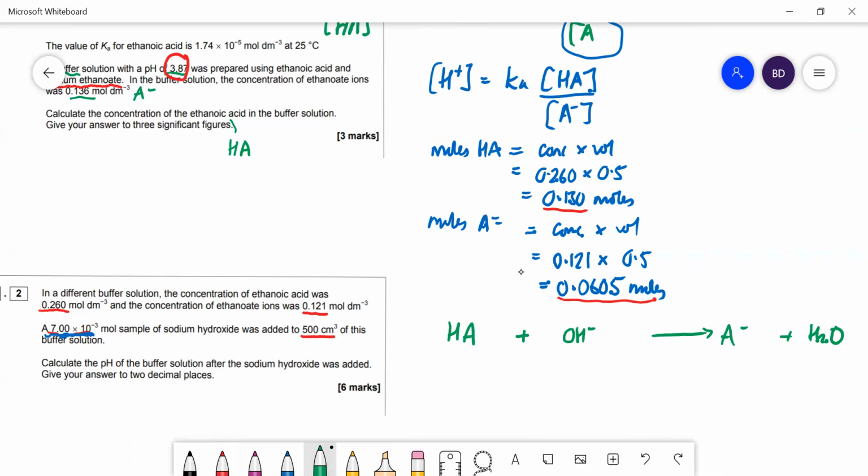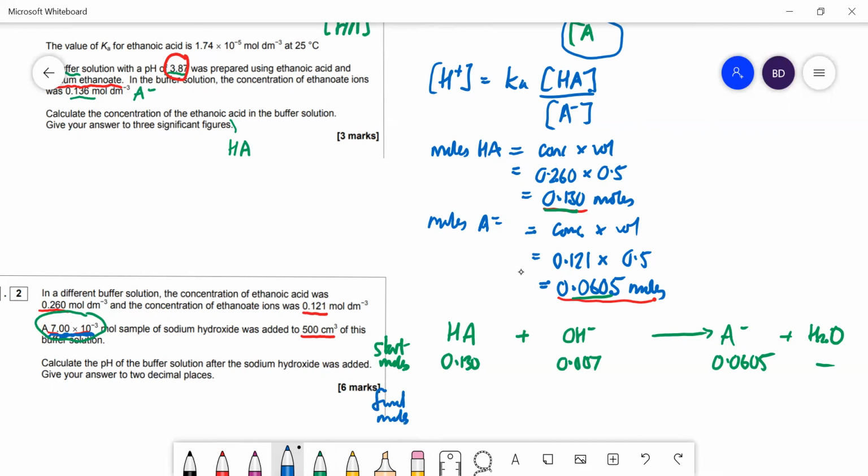Okay, I'm going to write down the start moles of HA. So we're going to start off with 0.13. We worked out from there the start moles of A minus: 0.0605, sorry. I don't care about the water, so I'm just going to leave that. The moles of OH minus, they tell us here, is 7 times 10 to the minus 3. So that's 0.007.